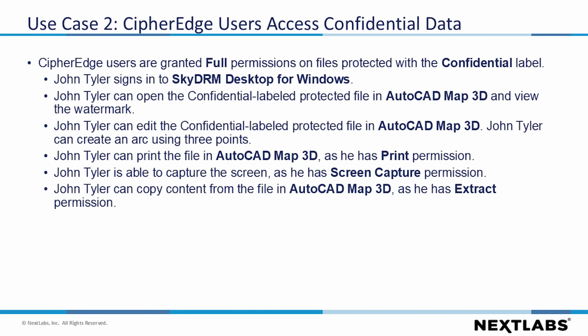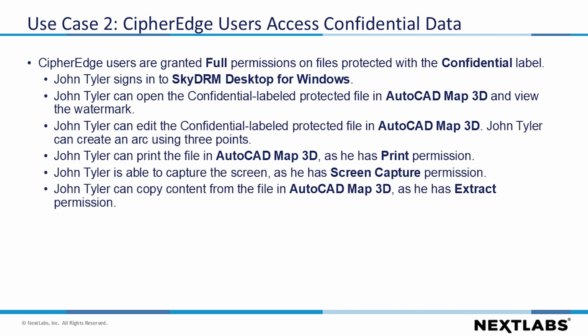UC2, CipherEdge users access confidential data. CipherEdge users are granted full permissions on files protected with the confidential label. John Tyler signs into SkyDRM desktop for Windows. John Tyler can open the confidential labeled protected file in AutoCAD Map 3D and view the watermark. John Tyler can edit the confidential labeled protected file in AutoCAD Map 3D. John Tyler can create an arc using 3 points.